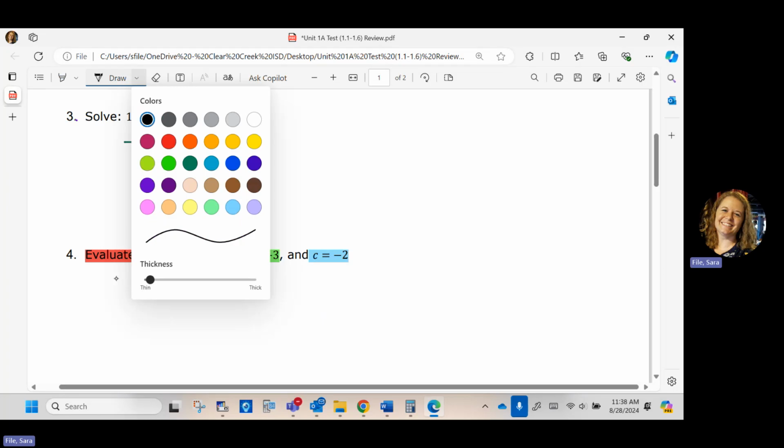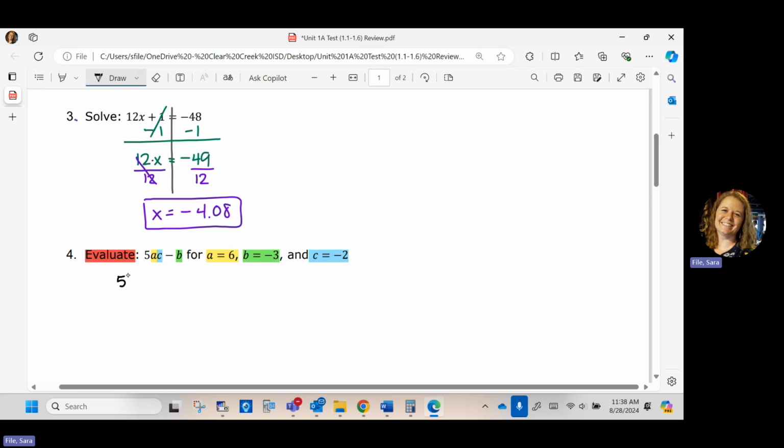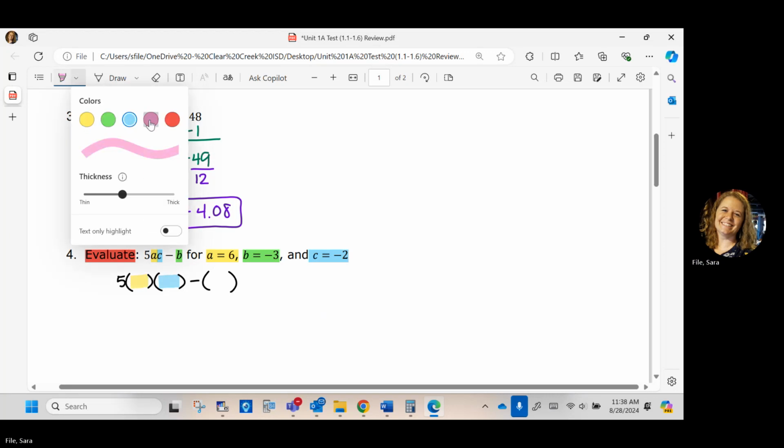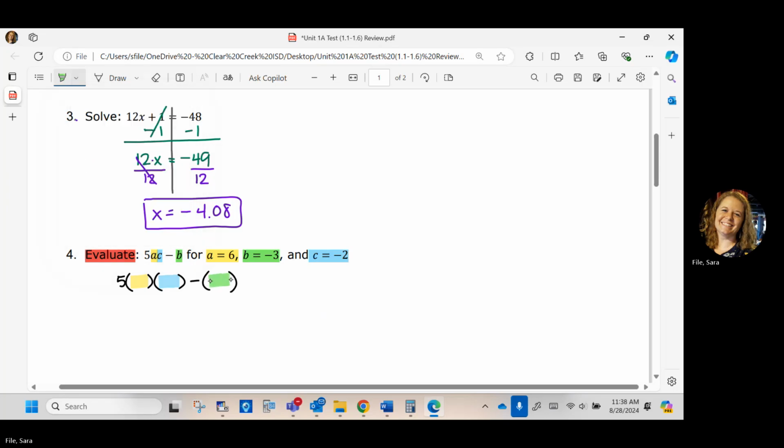Okay, evaluate means we're substituting. So we've got the 5, and then I'm going to substitute A and C and B. So I'm going to plug into all 3 of those. So C is going to go here. A. Okay, so that is 6 here, -2 here and -3 here. All of the other signs that you already see in the equations stay the same. So that stays a minus.